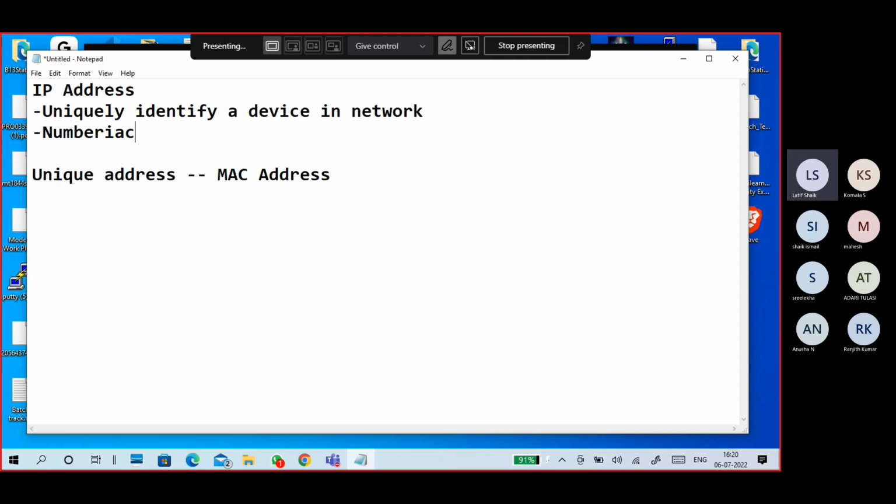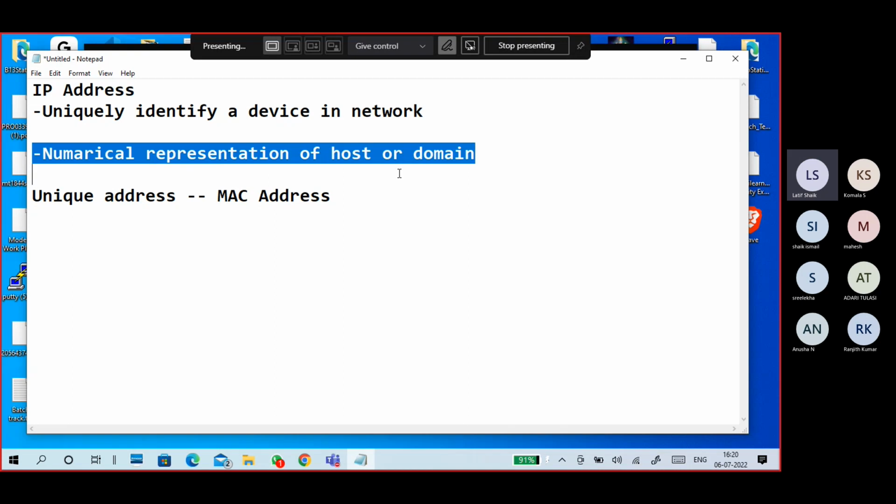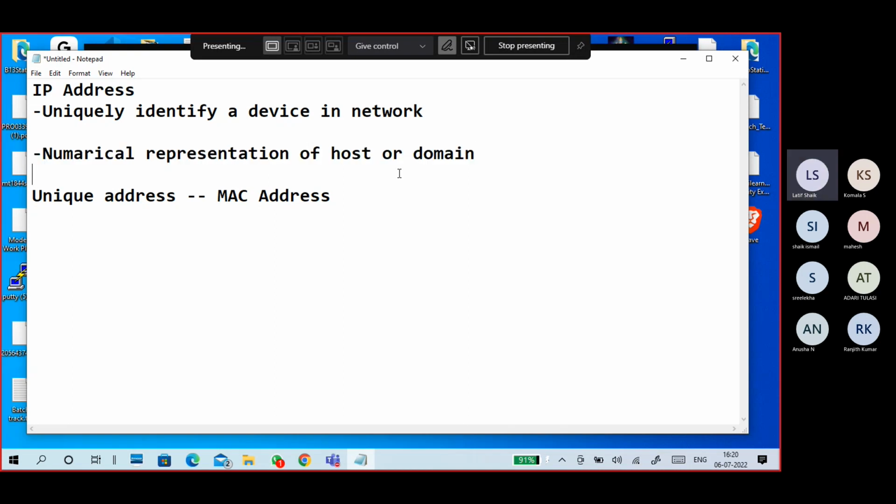Numerical address. So a numerical representation of a host or domain kind of stuff. Means a PC or a domain we can identify numerically. Numerically means through numbers. Okay, this is also secondary. Try to keep it very brief at the time of interviews. Basically, outside interviews are no problem, but be careful when you speak.